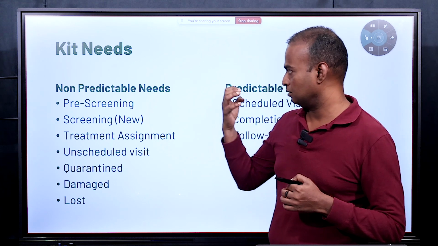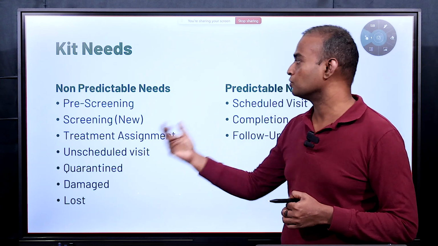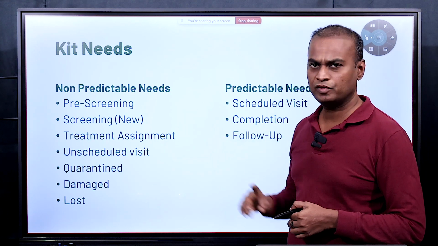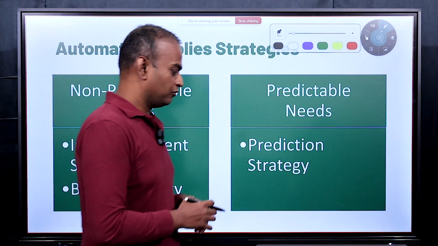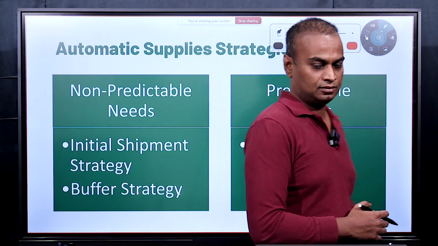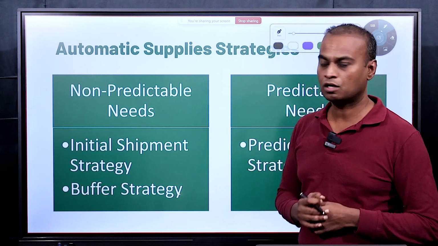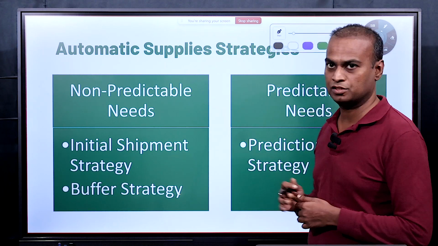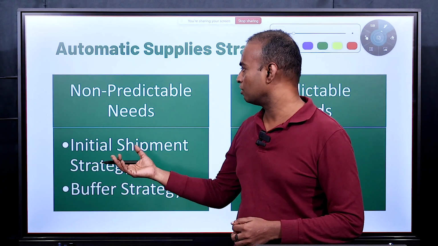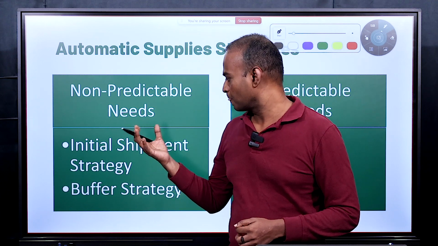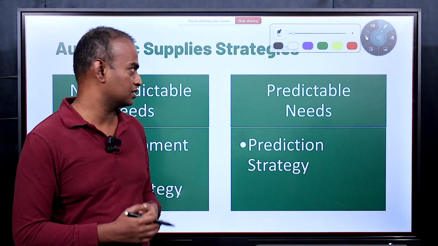Handling non-predictable needs and predictable needs in the system automatically is known as automatic supplies. We will do this using various strategies. We know that we need some kits at a site, and those kits have to be sent automatically. How do we send those kits automatically? There are strategies to ensure that the demand for predictable needs and non-predictable needs is satisfied at the site.